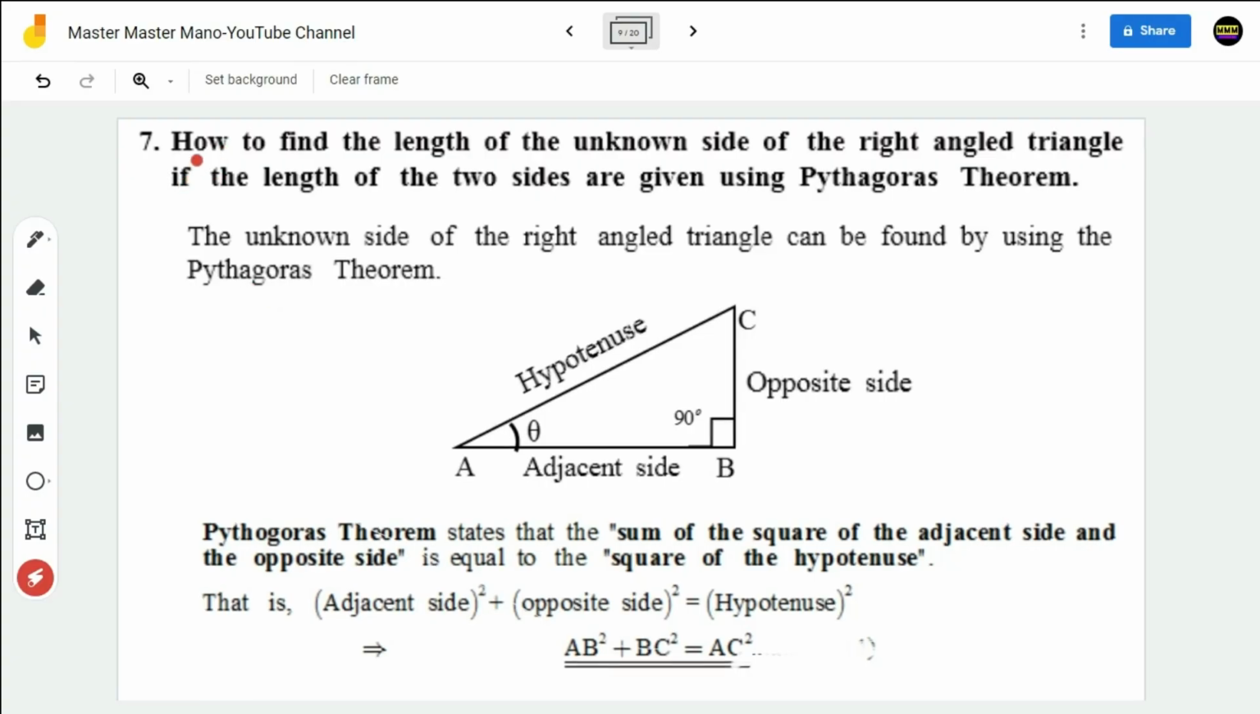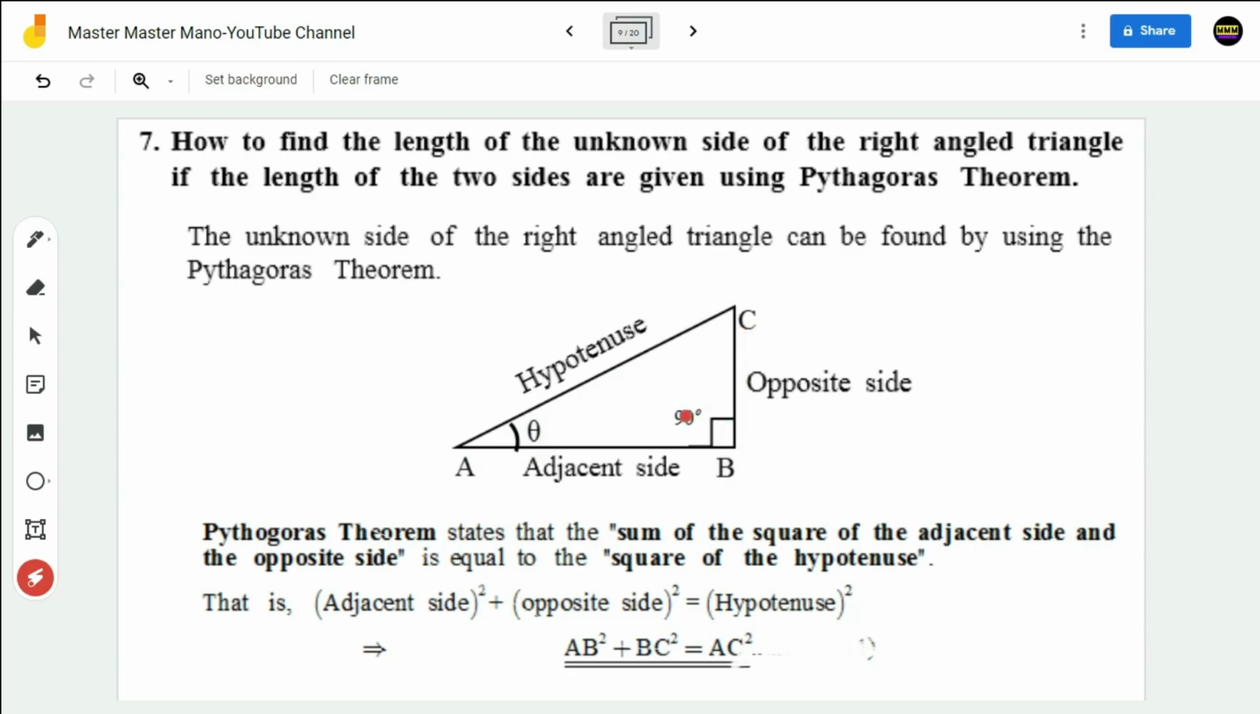Now we are going to see how to find the length of the unknown side of the right angled triangle if the length of the two sides are given using Pythagoras Theorem. Here ABC is a right angled triangle with angle B as 90 degree. We have angle BAC as theta. The side opposite to theta is the opposite side. That is, the side BC is the opposite side.